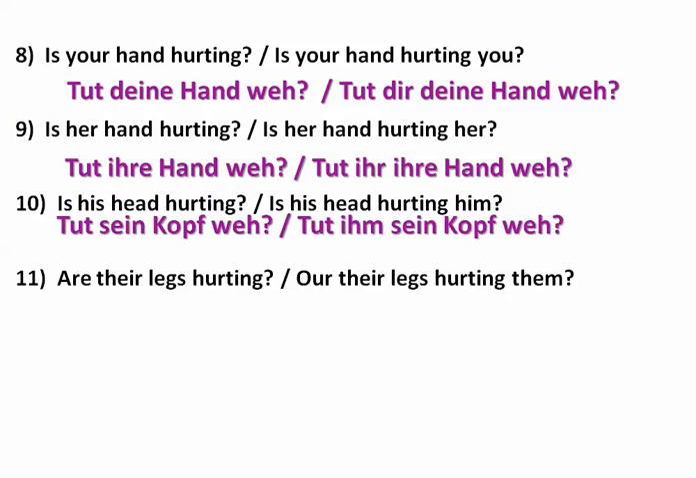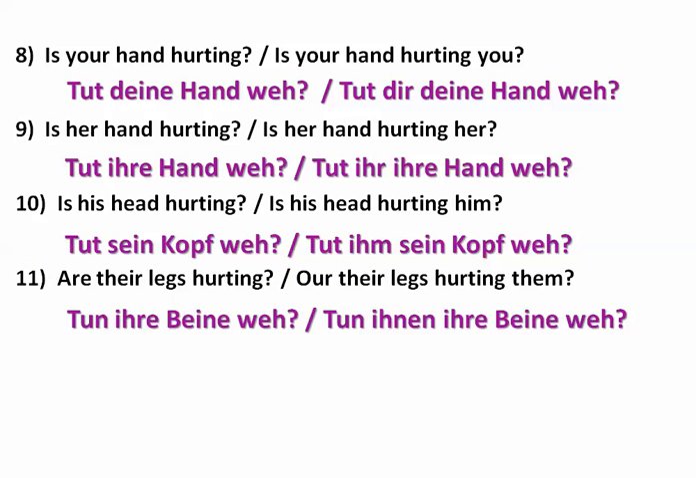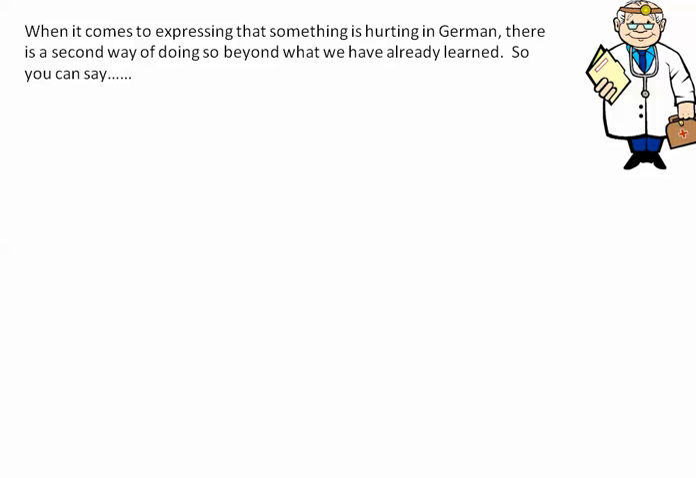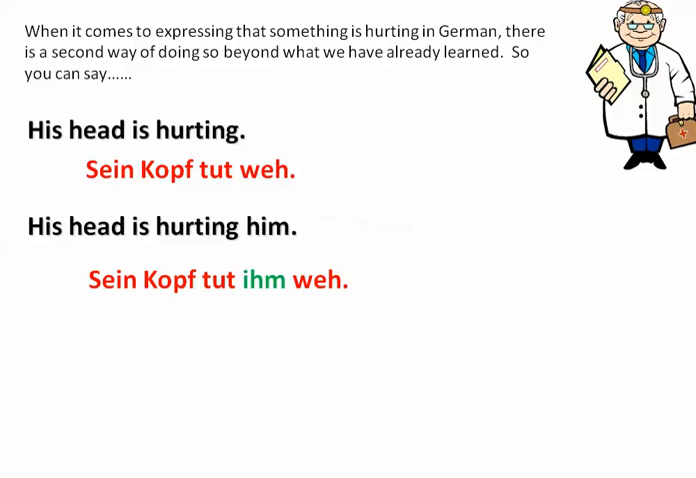And is his head hurting? Tut sein Kopf weh? Is his head hurting him? Tut ihm sein Kopf weh? And then our last example here, tun ihre Beine weh? Tun ihnen ihre Beine weh? Okay? So when it comes to expressing that something is hurting in German, we've learned these two ways. We just went over those.